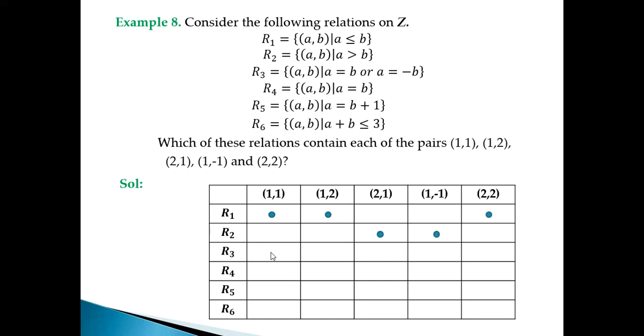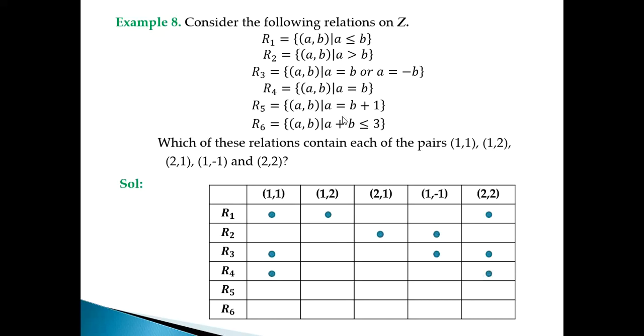Next come to R3. 1 is equal to 1? Yes. So this will be in R3. 1 is equal to 2? No. 2 is equal to 1? No. 1 is equal to minus 1? Here another property is A equal to minus B, so it will be in R3. 2 is equal to 2? Yes. Next come to R4. The R4 condition is only A equal to B. So here we have the elements 1 1 and 2 2, right?